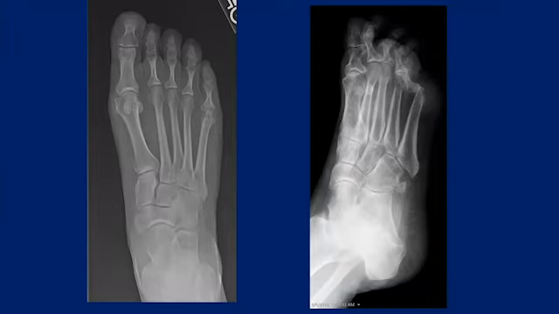Next slide. These are two different patients demonstrating a similar pathology, AP and oblique views of the foot. Next slide, where we can see focal erosive changes of the fifth metatarsal head. Again, rheumatoid really likes the fifth metatarsal. Next.